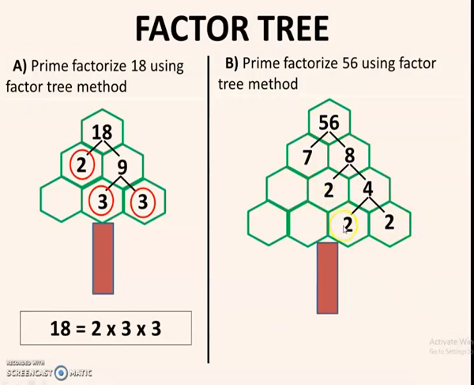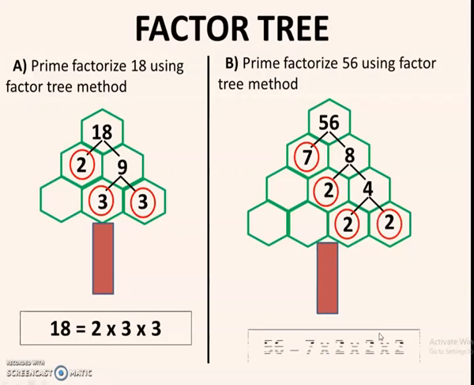So have we got all the prime numbers? Let's see. Is 7 a prime number? Yes, it is. So circle it. Is 2 a prime number? Yes, it is. And there are 2 more 2's. So circle all of them and write the final answer.